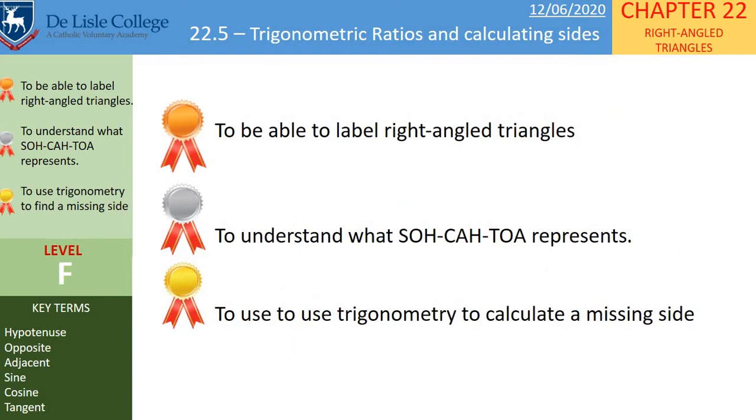Lovely. Right, so success criteria today. Bronze is to be able to label right angle triangles. It might sound silly, but it's really, really important that we can label all the sides and things. Silver is to understand what SOHCAHTOA means. That's really important. There are trigonometric ratios. And then gold is to use trigonometry to calculate a missing side, to find a missing side.